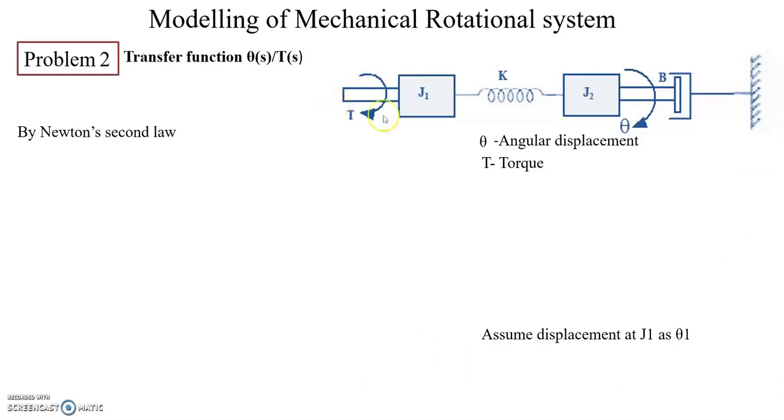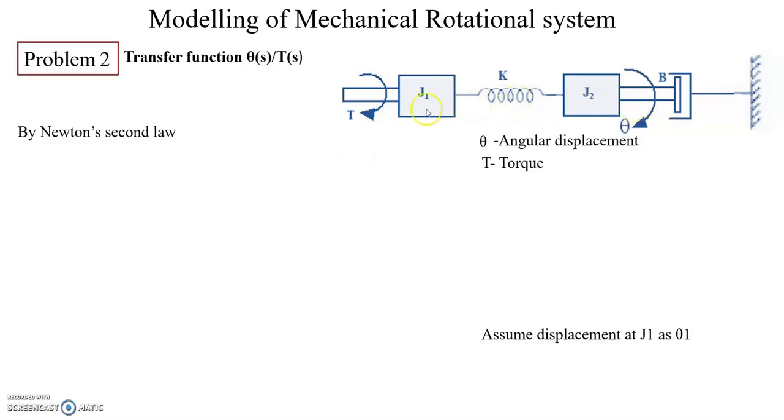In this system, J1 and J2 are presented here. In between J1 and J2, we can connect K also. And then a dashpot is also presented at J2. Another end of J2, B is the fixed end. So here the torque is applied only to J1.